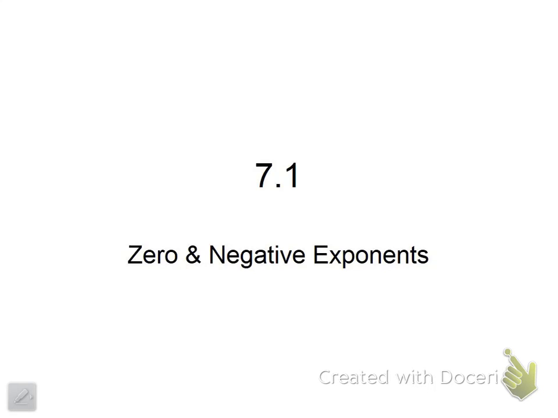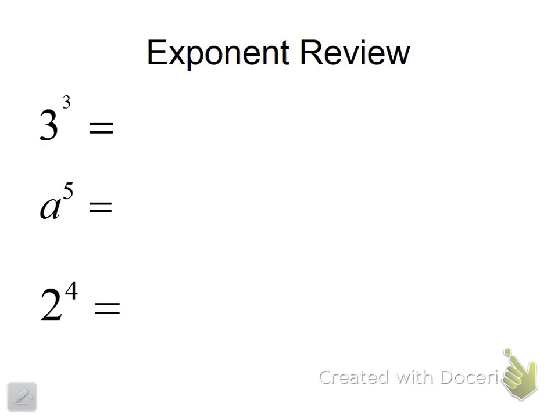In this video we're going to be talking about zero and negative exponents. Just looking at a little bit of review, 3 to the third, writing it out the long way, is 3 times 3 times 3. 3 times 3 is 9, and 9 times 3 is 27.